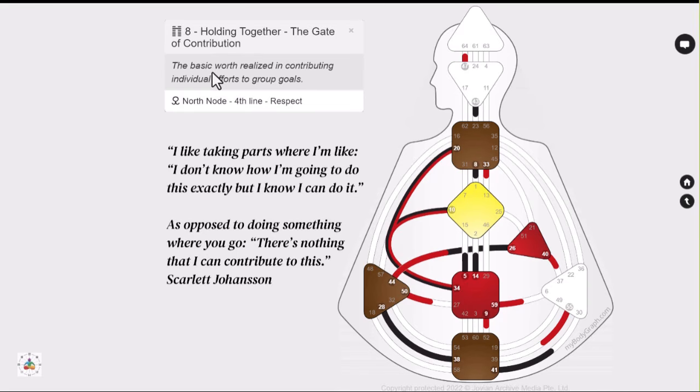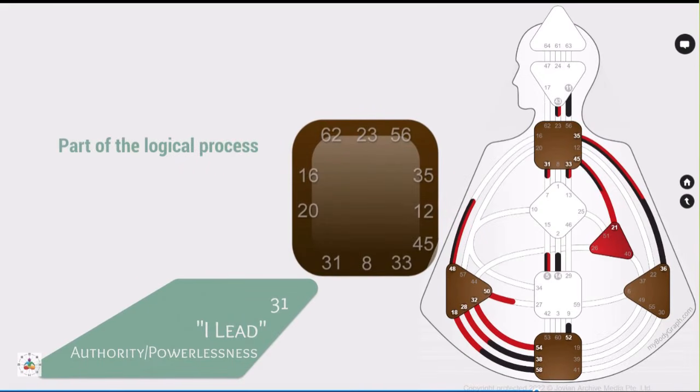So she has the basic worth realized in contributing individual efforts towards group goals. 4th line, respect. Time magazine named her one of the 100 most influential people in the world in 2021. Amazing what these famous people can do.